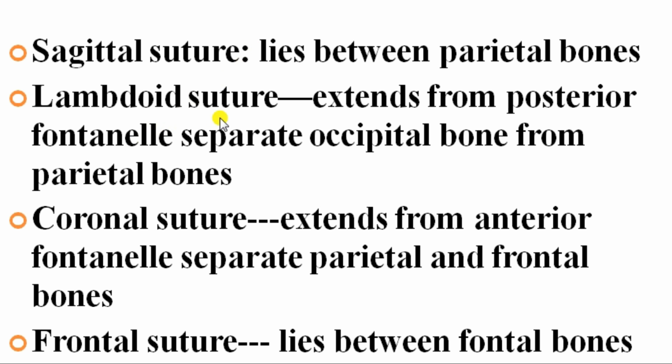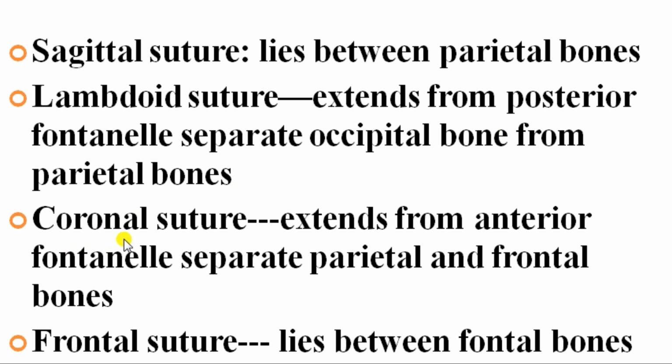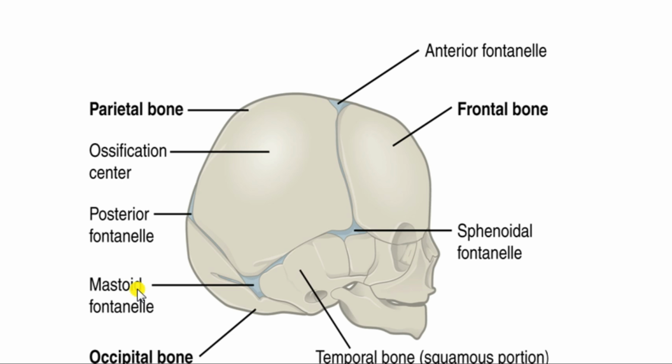Next suture is the lambdoid suture, which extends from the posterior fontanelle and separates the occipital bone from the parietal bones. Next suture is the coronal suture, which extends from the anterior fontanelle and separates the parietal and frontal bones.